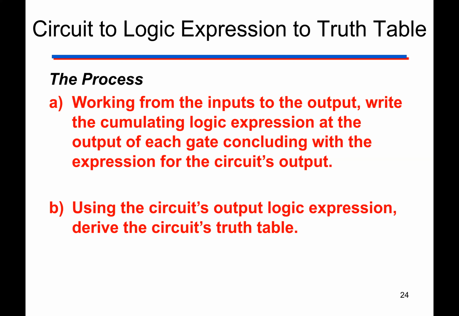So here we're going to still work from the inputs to the outputs, but after every gate, instead of putting a probe, we're just going to write down what the expression would be just at that one point. And we keep accumulating the expression as we move through the circuit. And then once we have the logic expression derived from the circuit, then we work backwards to create the truth table. So step B in this two-part process is basically what you learned in 2.1.1.